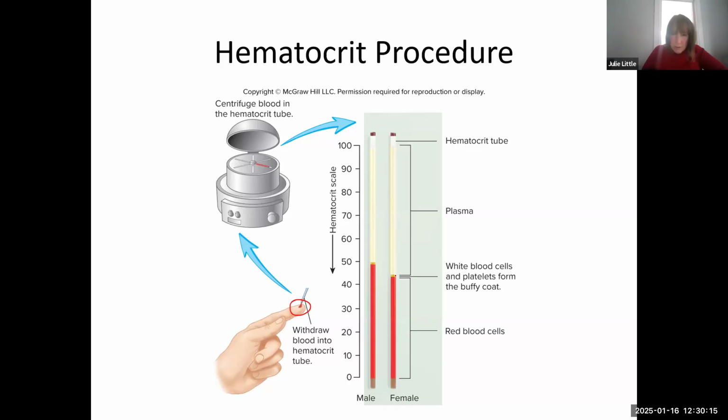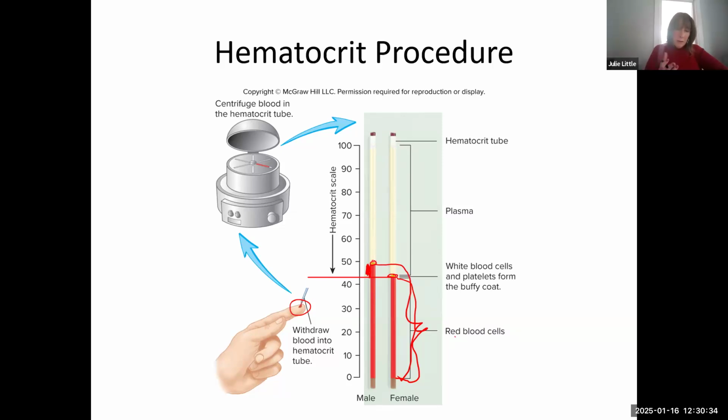You will have a buffy coat. Here's a buffy coat. And look at the hematocrit. In females, notice how the hematocrit is less than the amount of red blood cells for males. About this much difference right here.